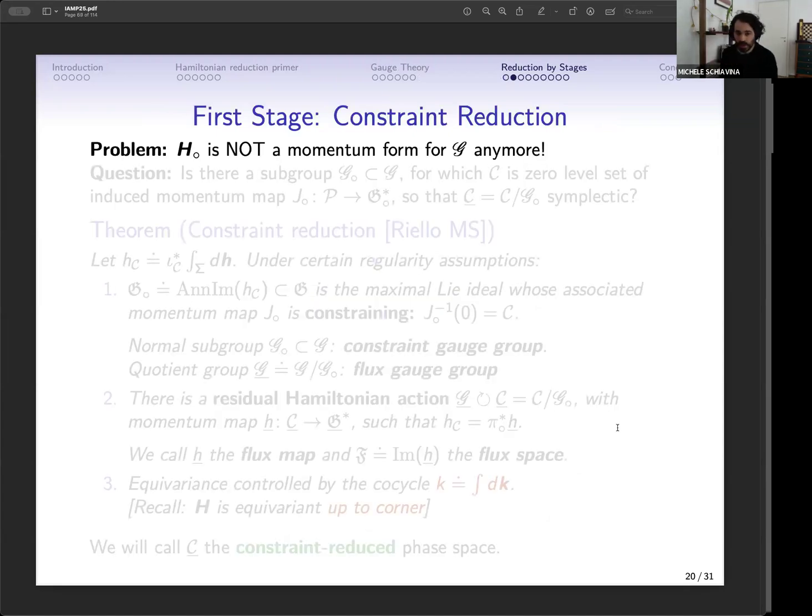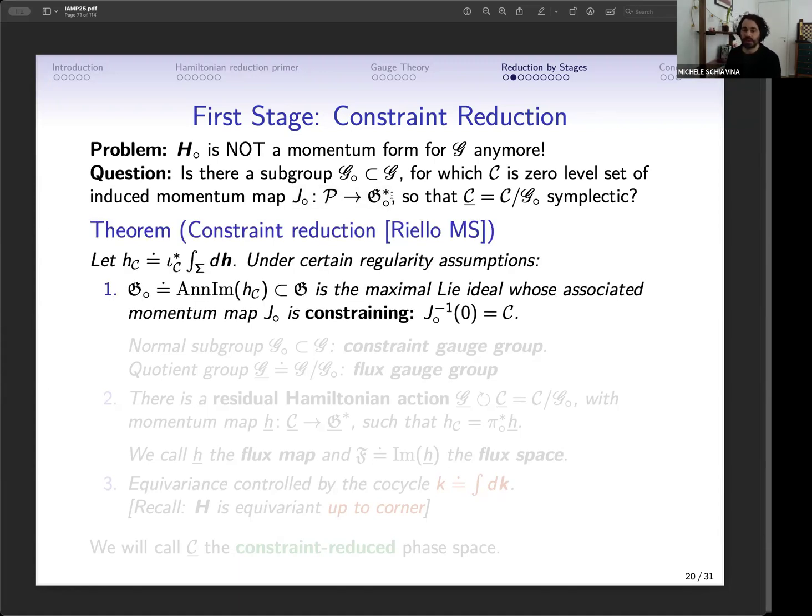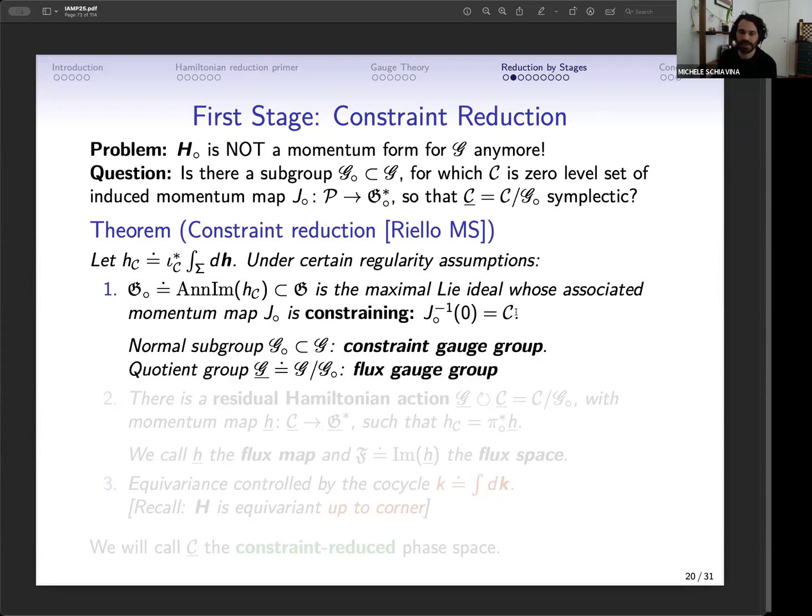Very well. The problem is that H0 is not locally a momentum form for the whole gauge group anymore. And if you remember where I started, I said I would like to find a subgroup which is normal. Here's where that picture becomes applicable. Can I find a subgroup such that this constraint set is exactly the zero-level set of the induced momentum map for the action of this subgroup? The answer is yes. There always is a maximal Lie ideal, if you're thinking about the algebras, or normal subgroup, such that the associated momentum map is constraining, so it vanishes exactly at the constraint set, which is the physical data of our theory. We call this the constraint gauge group.